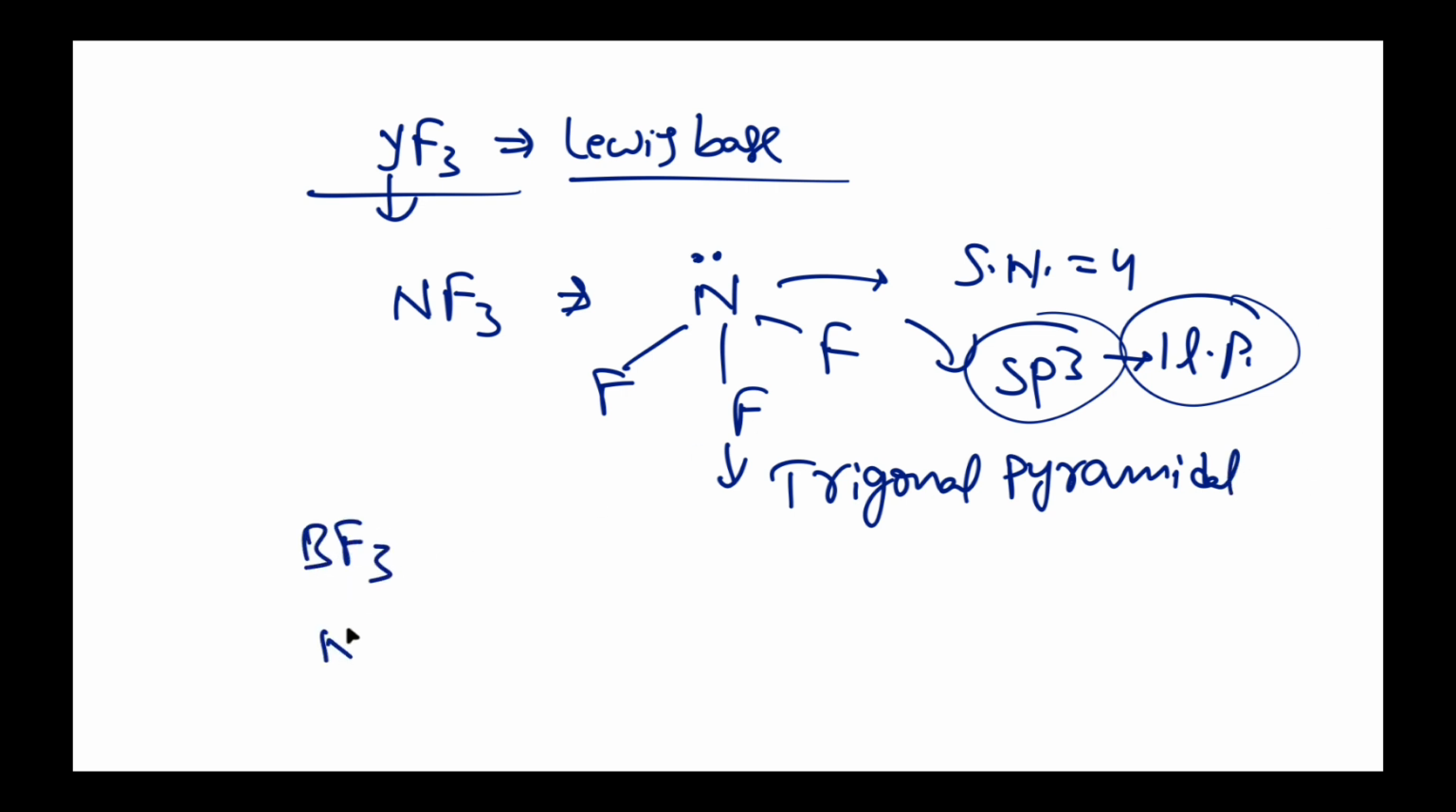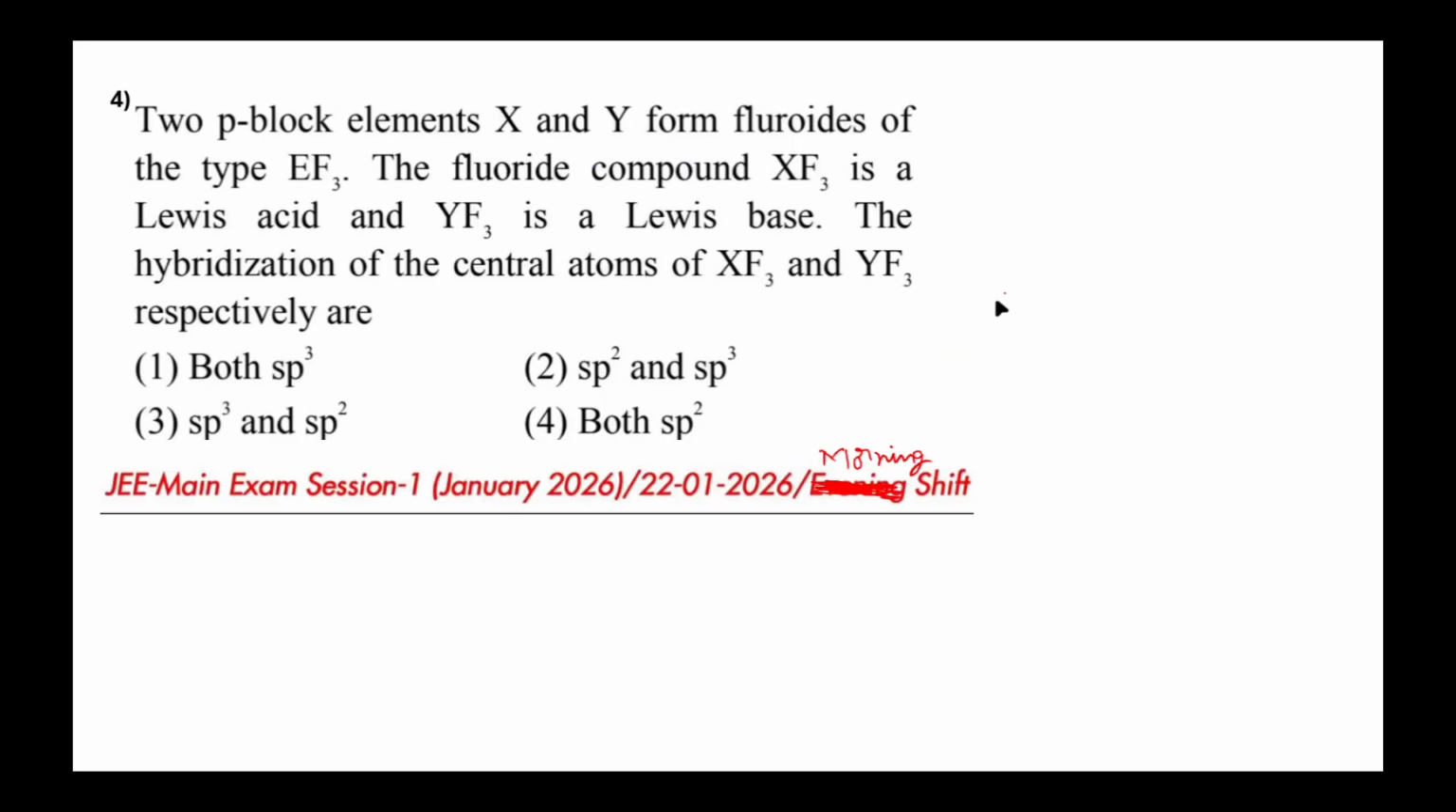So BF3 is sp2 hybridization, NF3 is sp3 hybridization. Here X is the boron atom, Y is the nitrogen atom. One undergoes sp2 hybridization, the other undergoes sp3 hybridization. So sp2 and sp3 are the correct answers. Option 2 is the correct one.